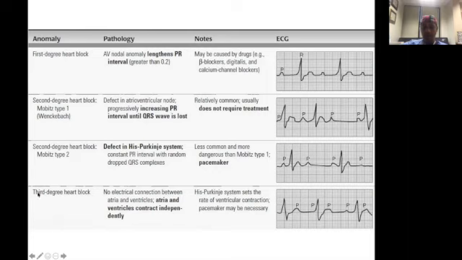Then last is the third degree heart block. Third degree heart block is where you lose the communication between the atrium and the ventricle. So the atria contract on their own, and then the ventricle contracts on its own. Typically, the ventricular speed is much slower than the atrial speed, but there is no communication between those two. When that happens, we call that third degree heart block.